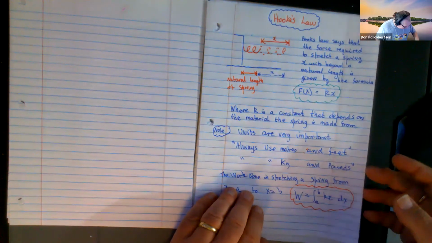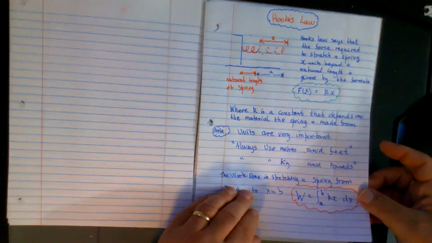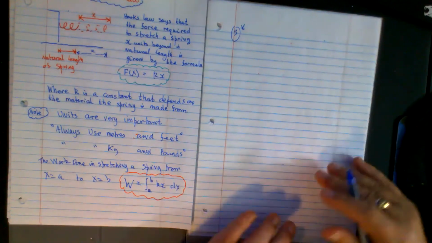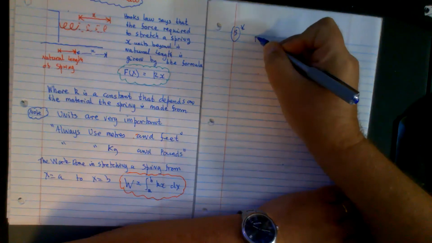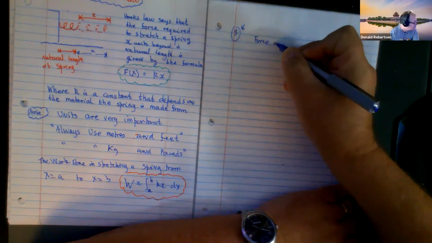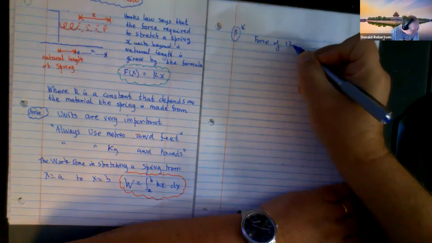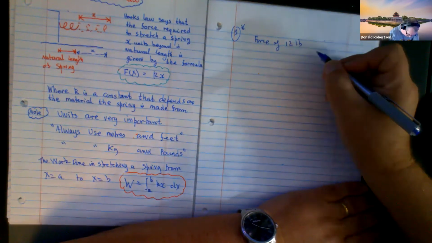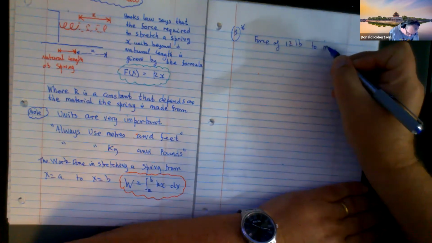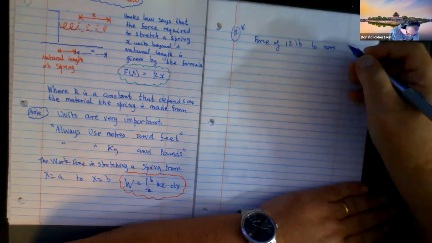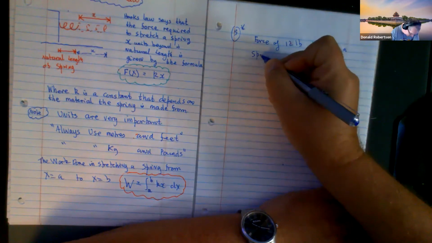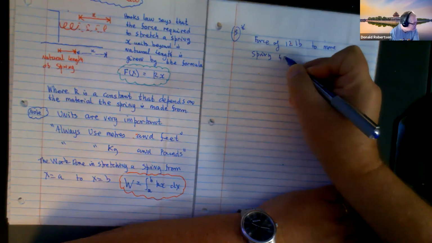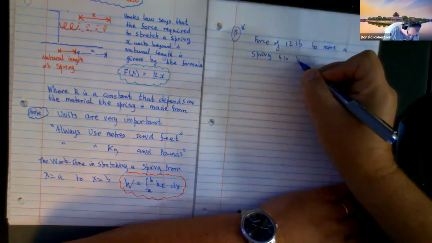Now, let's start with a version of Hooke's law. This is a version of question 5. According to this question, it takes a force of 12 pounds to move a spring. I think they call it hold, but I've written down move a spring 4 inches beyond its natural length.